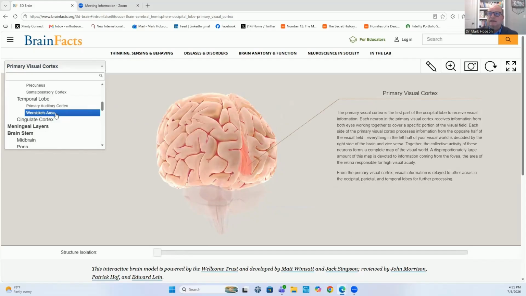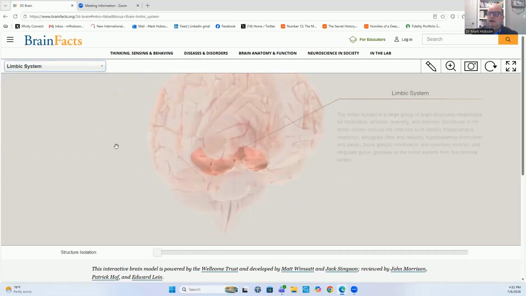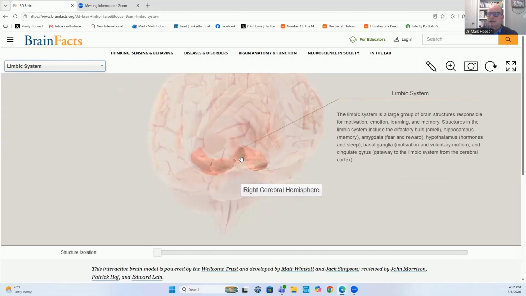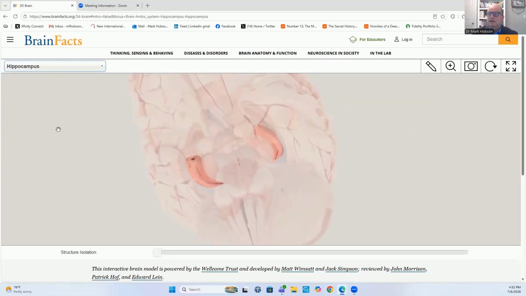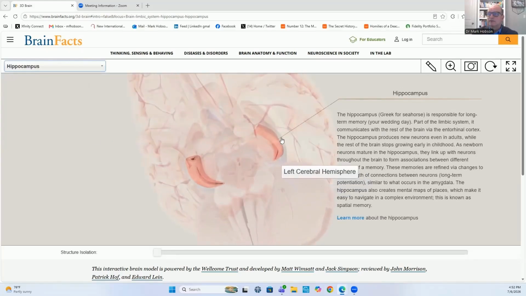And then finally, let's take a look at the limbic system. All learning information from our senses passes through the limbic system before it goes into the lobes. And in particular, the hippocampus, which is a Greek name for seahorse, is an area that's responsible for long-term memory. If we create a positive environment for learners, they will remember it in their hippocampus and in long-term memory.